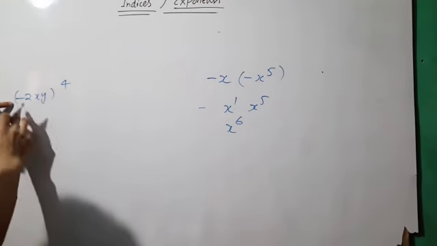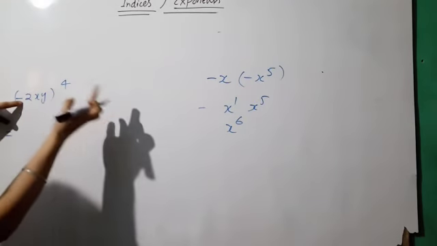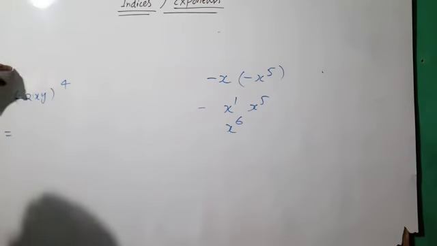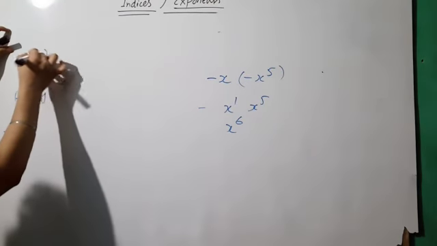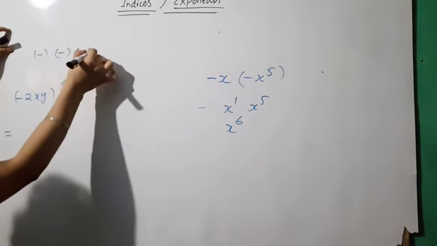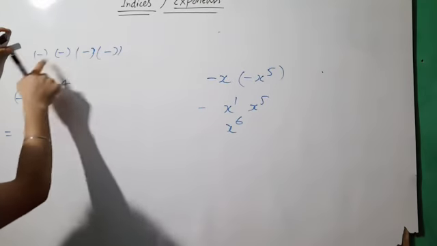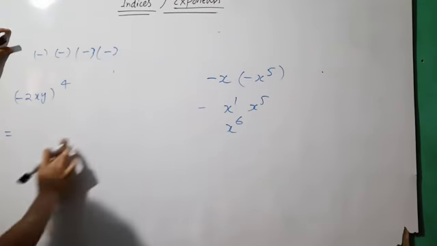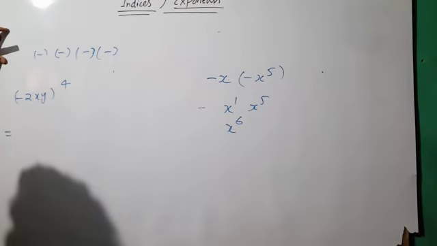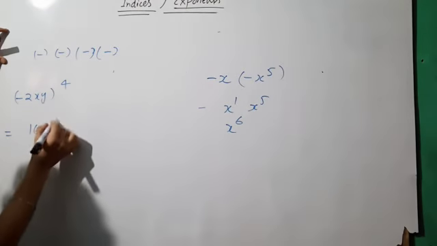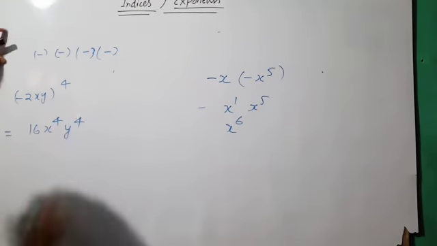It means minus 2, we have to multiply 4 times. It means minus, minus, minus, minus. If you multiply minus 4 times, then the answer is always positive: minus minus plus and minus minus plus. For the rest of the term, 2 to the power 4 is 16, and x to the power 4 and y to the power 4. This is the answer.